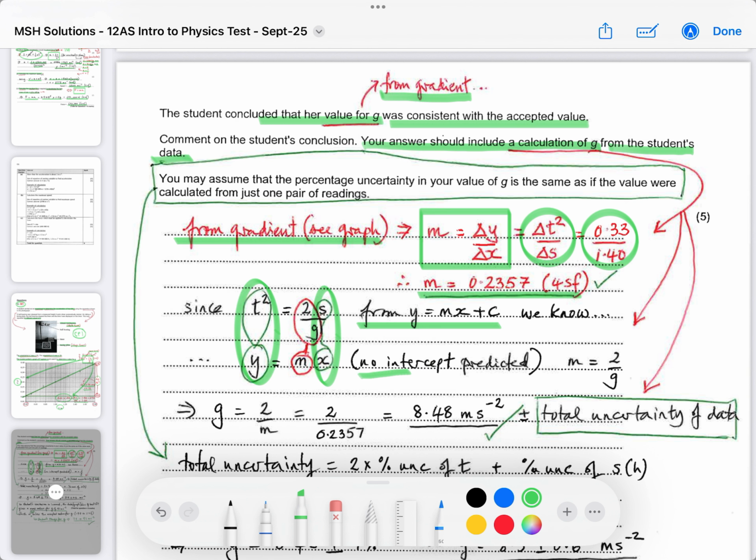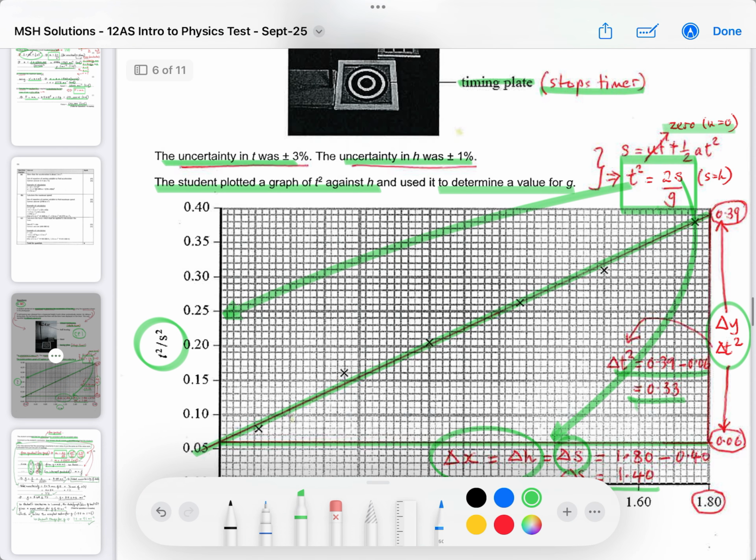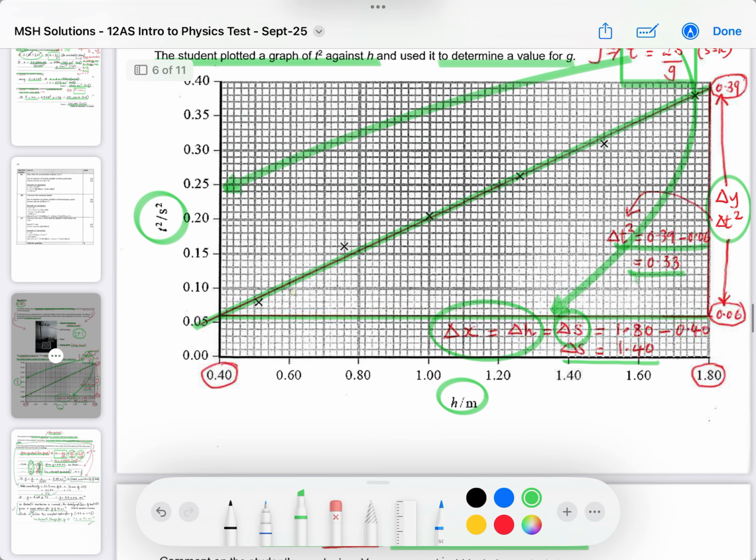Yes, it's predicting that there's no intercept, and that's because the ball dropped from 0 velocity, so ut in the equation for s equals ut plus half at squared is 0. So if ut is 0, it should go through the origin, but you see they haven't got the origin included in this graph because they don't need it to calculate g, and they've spread their data out to make a better graph. So you don't always have to go to the origin.